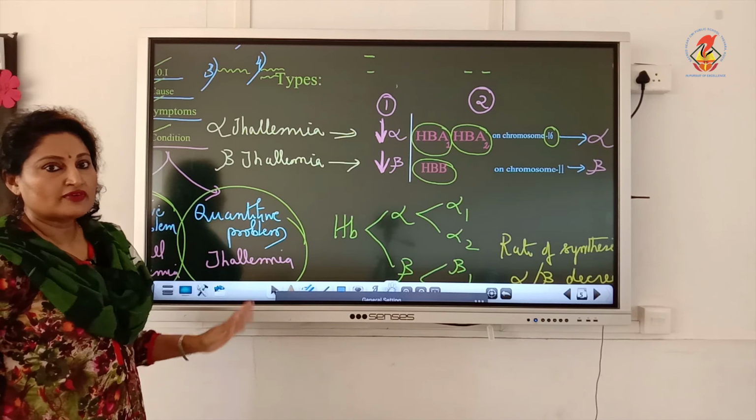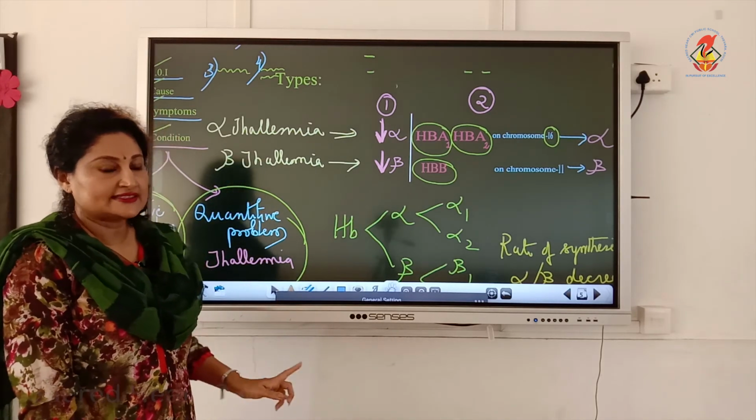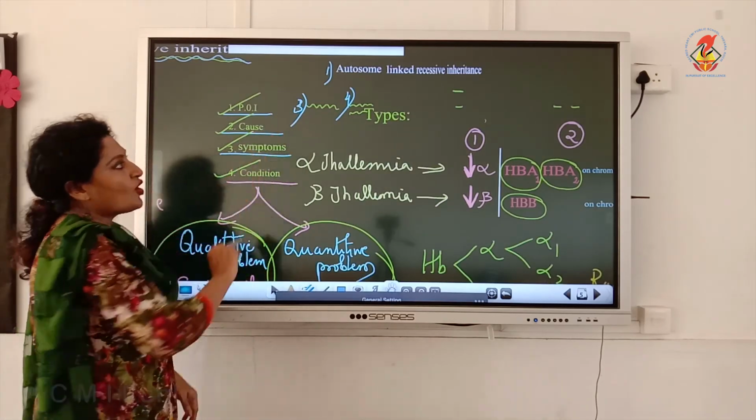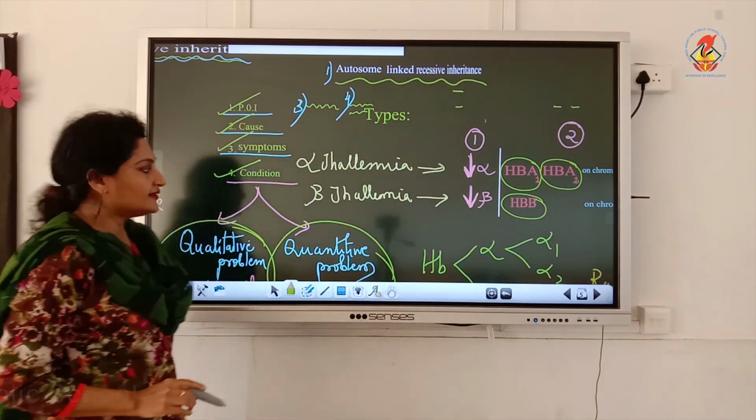So, I hope you have understood the two types of thalassemia, alpha and beta, and both thalassemia and sickle cell anemia come under autosome linked recessive inheritance. Clear?